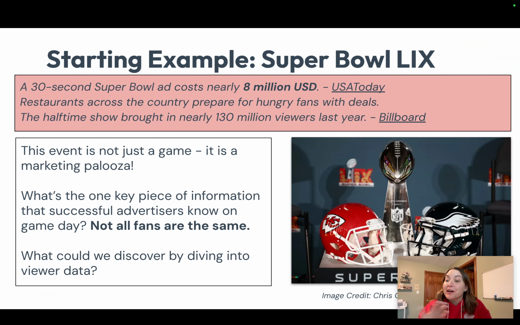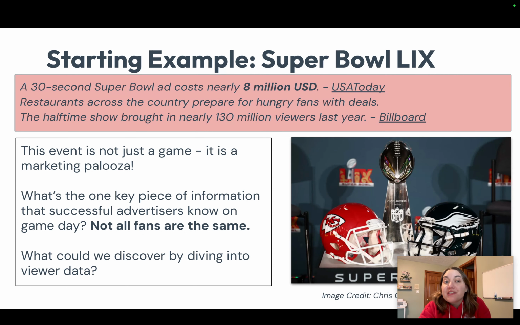A starting example, so I am personally recording this on Super Bowl Sunday. I don't have a watch on me, but it is before the game has kicked off. I'm a huge Chiefs fan, so hopefully I am not going to look really dumb at the end of this because I have a lot of Chiefs stuff in here. But I'm going with the Chiefs example, the Super Bowl example.